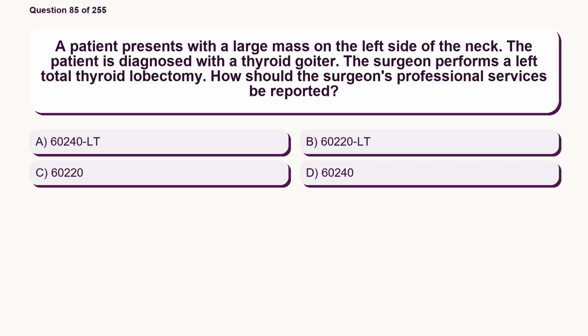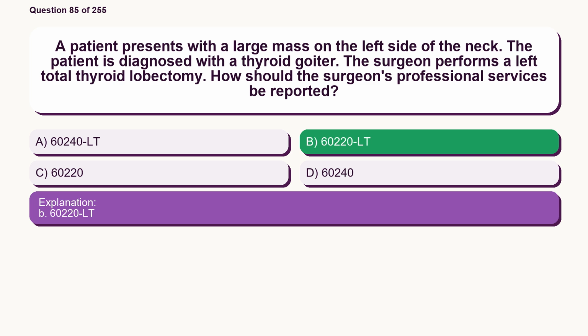Question 85. A patient presents with a large mass on the left side of the neck. The patient is diagnosed with a thyroid goiter. The surgeon performs a left total thyroid lobectomy. How should the surgeon's professional services be reported? Option A, 60240-LT. Option B, 60220-LT. Option C, 60220. Option D, 60240. The correct answer is option B, 60220-LT.